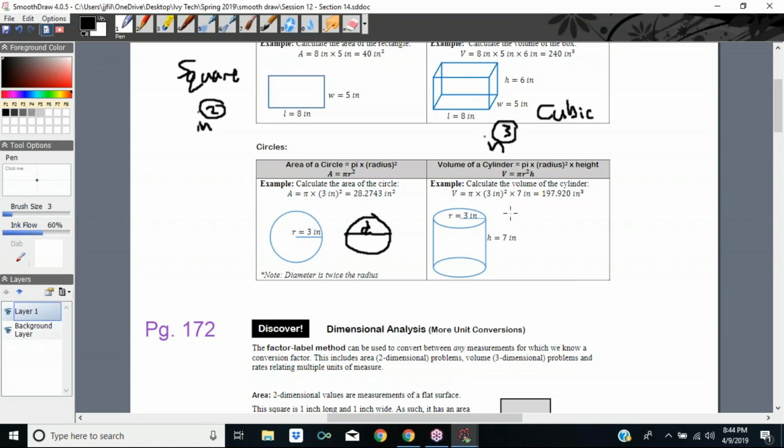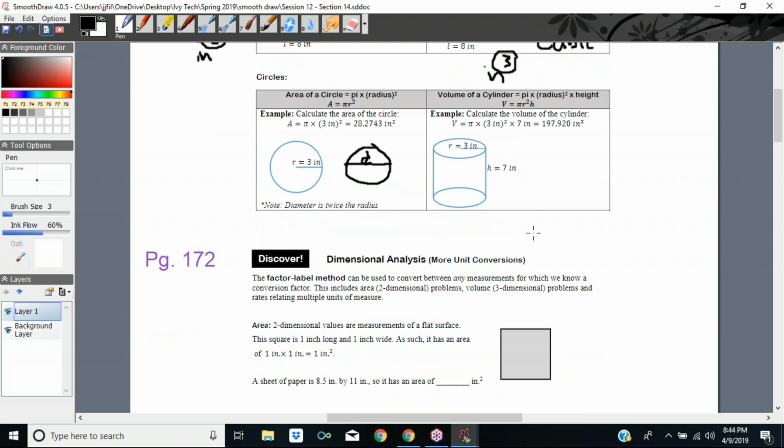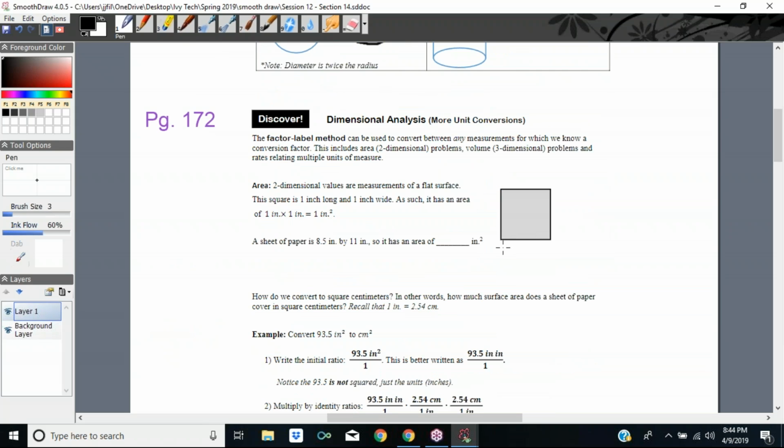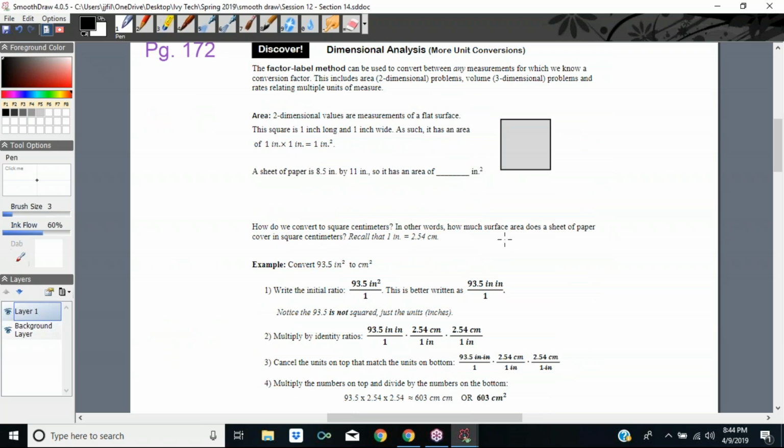And then the volume of a cylinder is that area of the base, the pi r squared, times the height to get that third unit of dimension in there. So let's look at a couple here, again using the factor label method. Over on page 172 is where the first couple are.